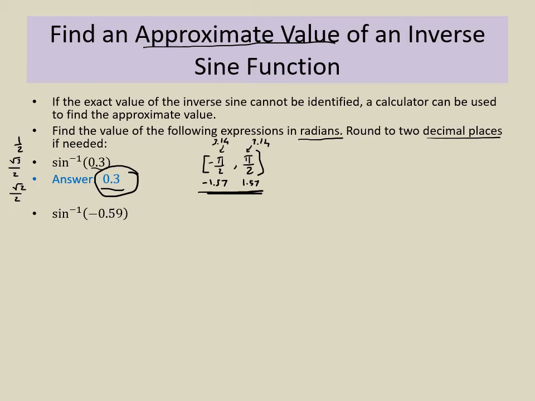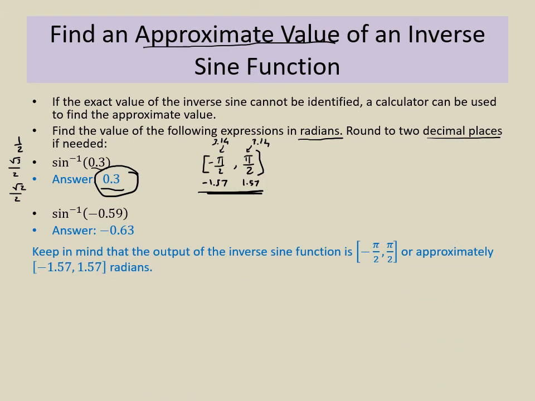Okay, what about this next one? What would be the inverse sine of negative 0.59? Also, go ahead and put this in your calculator. The answer, if you round it to 2 decimal places, is approximately negative 0.63. So again, keep in mind that we're working with an angle between negative 1.57 and positive 1.57 approximately.